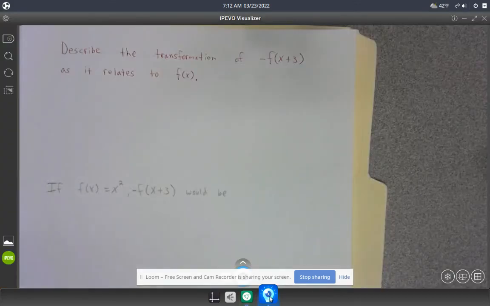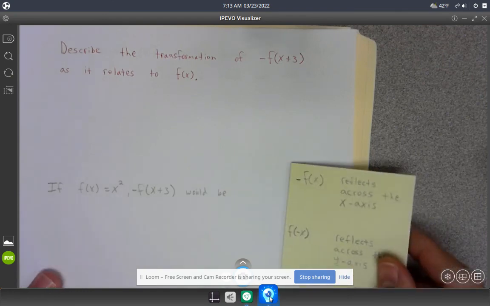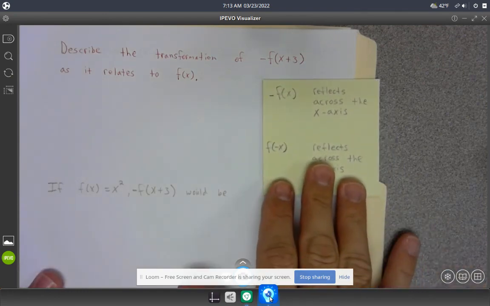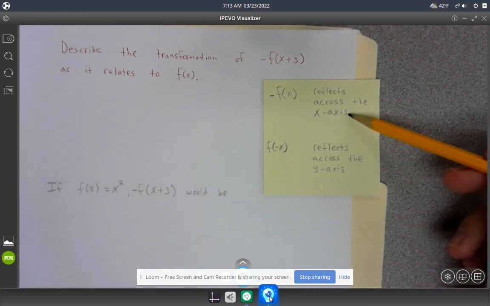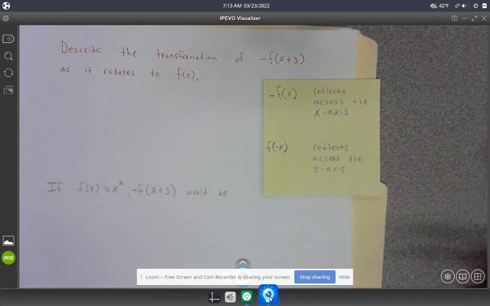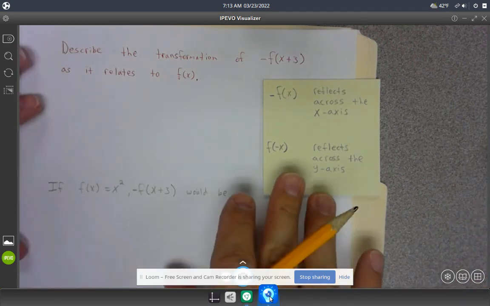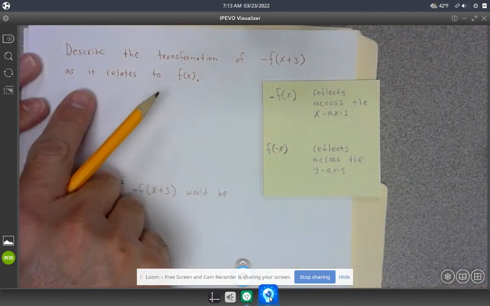Okay, so in that last video, we had talked about the translation rules, how you can move something up, down, left, and right. And in this video, I just want to go over how you can reflect stuff. All right, so this is going to be like how you would flip something across the x-axis or flip it across the y-axis. Okay. So let's go ahead and look at this first question.